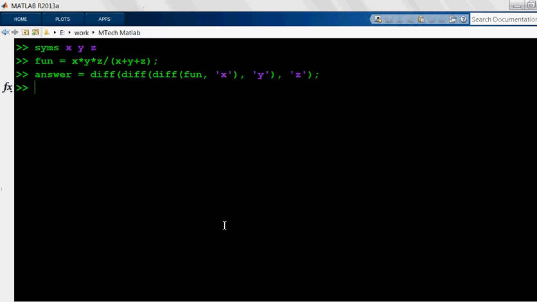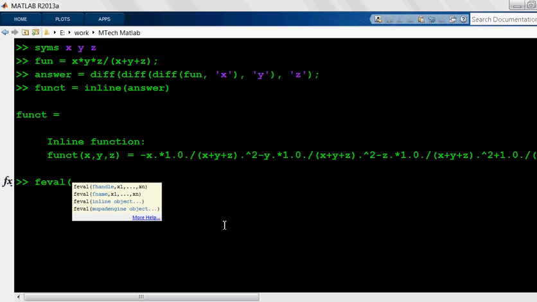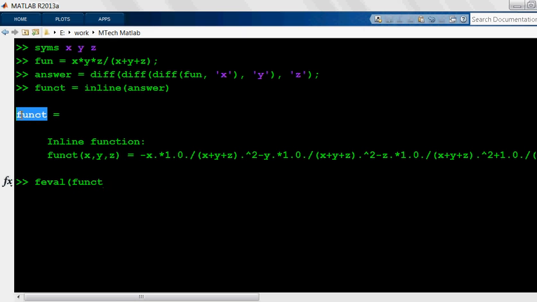So basically you need to create a function. The function is equal to inline of ANS. Okay, we have created an inline function for FUNCT. I have to evaluate this function with eval. Which function am I going to evaluate? FUNCT. This is the function that I have created using the inline function. I have created the inline function for the answer, and that is stored in FUNCT. So I'm going to call this function. Whenever I call this function FUNCT, it is actually referring to this ANS answer.